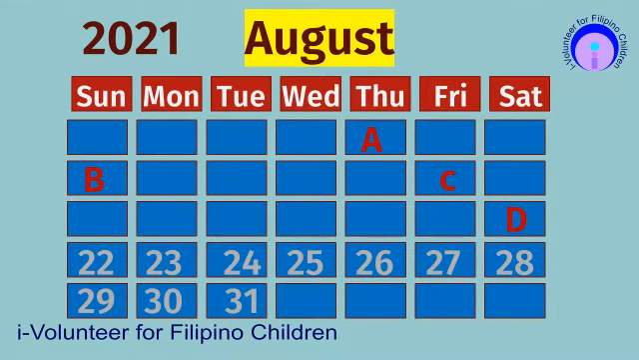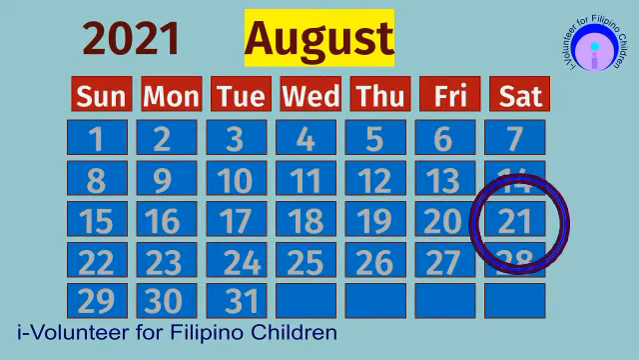Sa ganitong senaryo, alin ang uunahin natin? Is it D? Is it B? C? Or A? Sa inyong palagay, ano kaya ang uunahin natin? Pwede nating unahin ang letter D. 28 minus 7 is equal to 21. Therefore, letter D represents August 21, 2021.